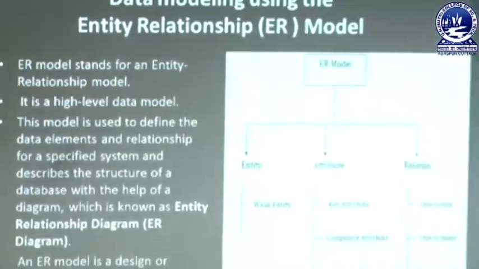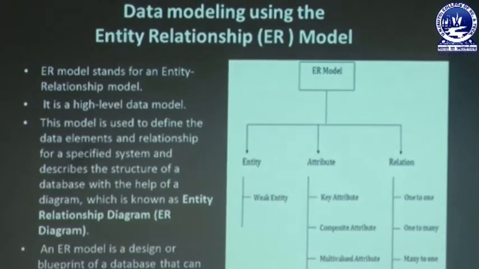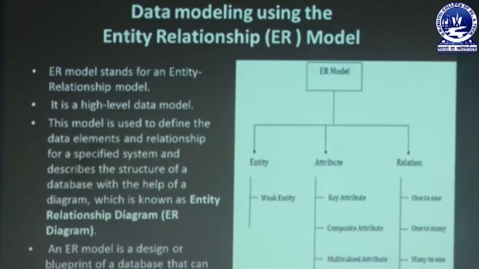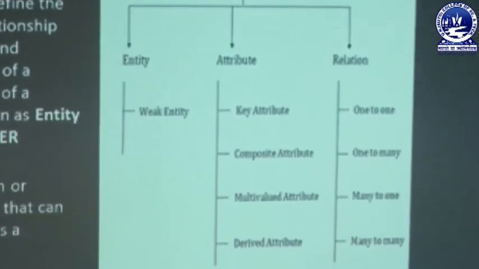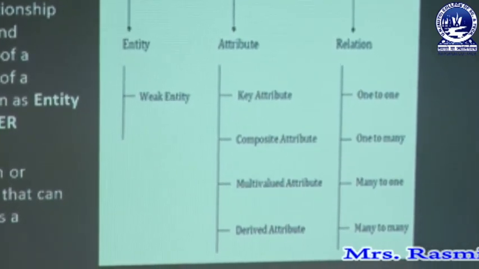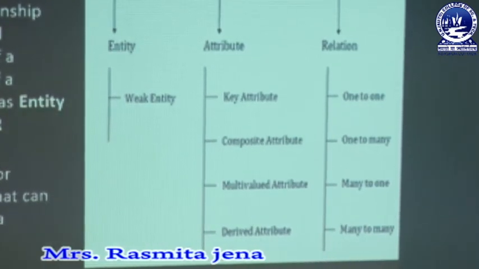You can see the ER model is classified into three categories, that is entity, attribute and relation. The entity is again classified as weak entity and strong entity, and attribute is classified as follows, that is key attribute, composite attribute, multi-valued attribute, derived attribute, etc. And again the relation is classified into one to one, one to many, many to one and many to many.